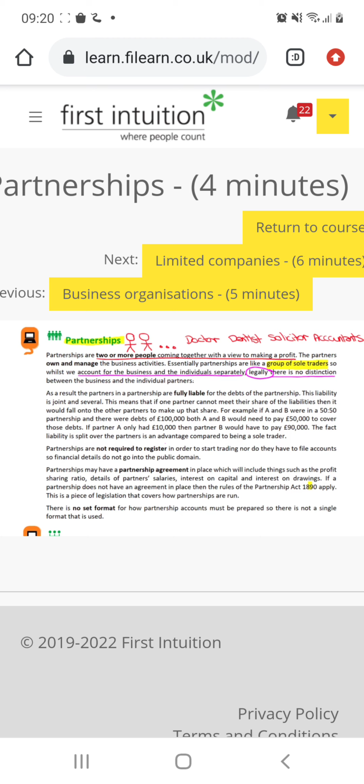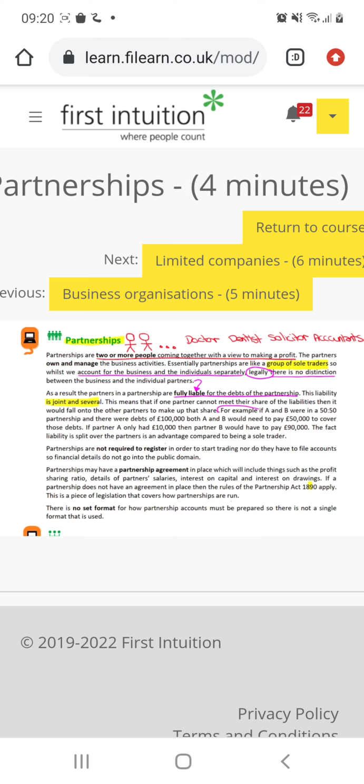So let's have a look at what this means. This means that partners in a partnership are fully liable for the debts of the partnership. We say that the liability is joint and several. This means that if one partner cannot meet their share of the liabilities, then it would fall onto the other partners to make up their share.